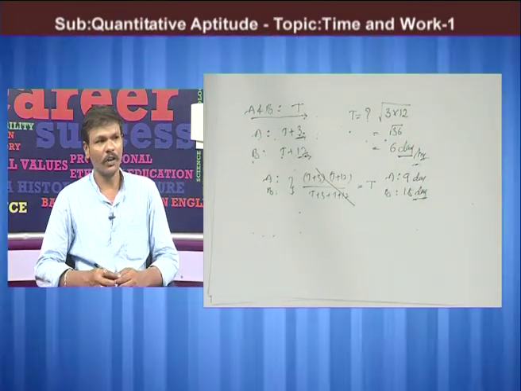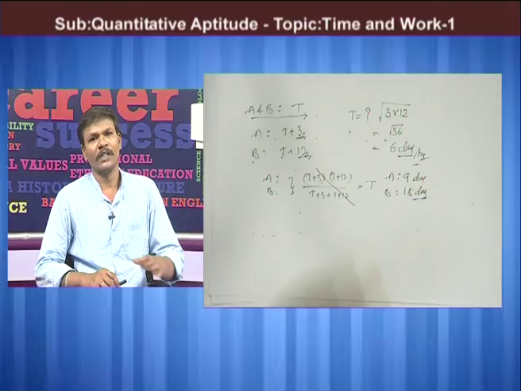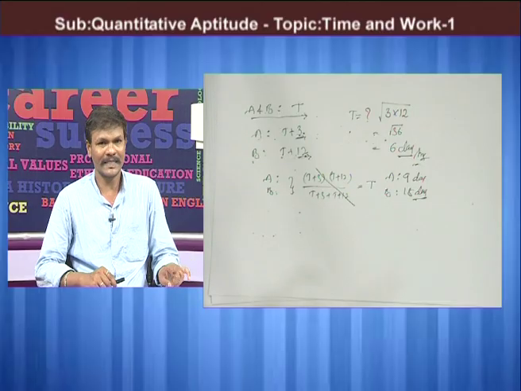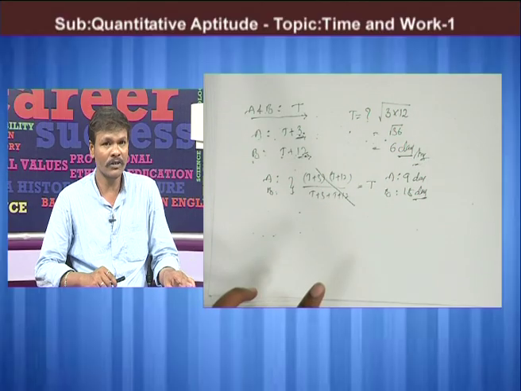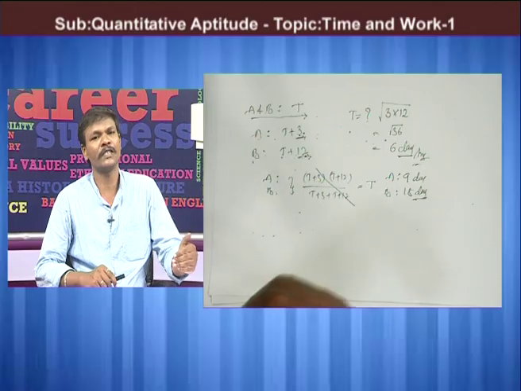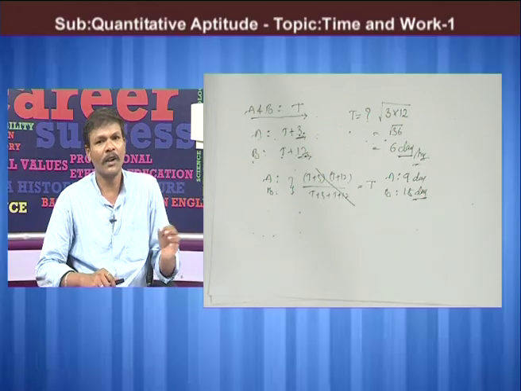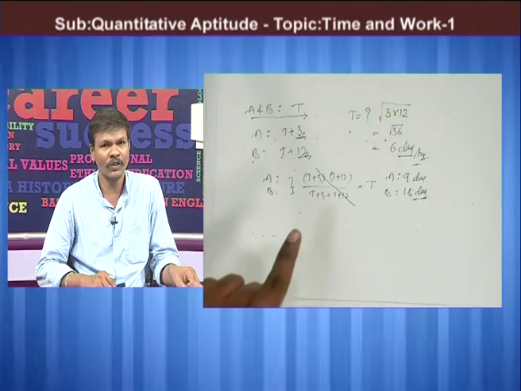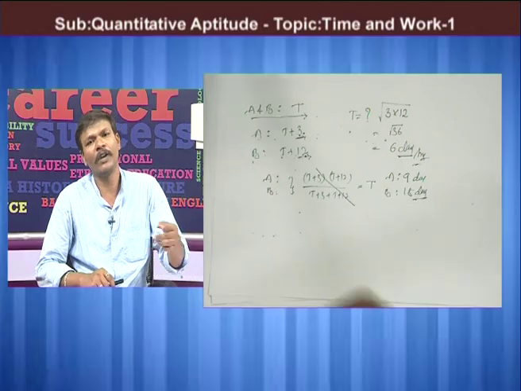Is it clear? This is a technique you have to use: when A and B together complete a piece of work in T days, if A alone completes the work in T plus 3, T is A and B together, and plus 3 is the additional days A takes. B alone completes the work in T plus 12, where T is A and B together, and B takes an additional 12 days alone.